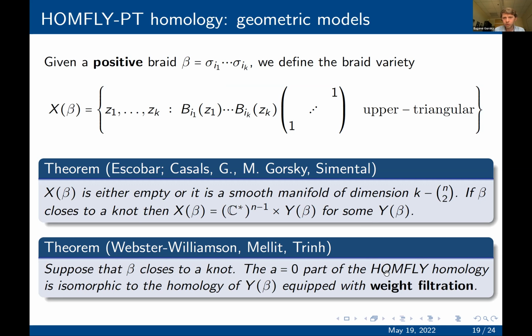Then actually the A equals 0 part, so this bottom row of HOMFLY homology, is isomorphic to the homology of this algebraic variety, equipped with this additional weight filtration. So that's kind of the hard part, and that's the difference from many other models: you have one single space for each Q degree. But the homology of the space has two gradings. You have the homological grading, and you have this additional weight filtration.